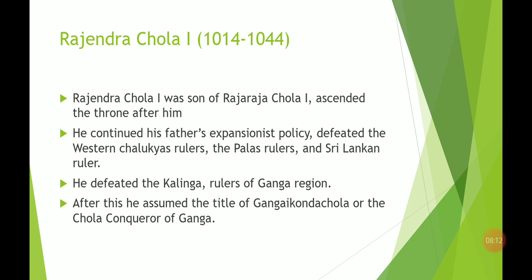Reaching up to the Ganga made him assume the title of Gangai Kond Chol, meaning the Chola conqueror who reached the Ganga. The emperor, the ruler who reached the Ganga river from the south, is known as Gangai Kond Chol. This was the title assumed by Rajendra Chol.